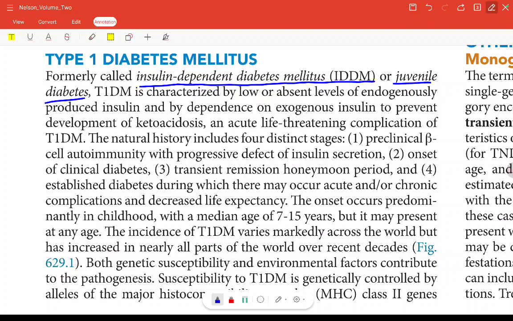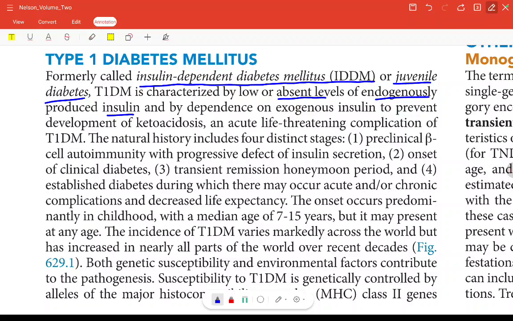It is characterized by low or absent levels of endogenously produced insulin and by dependence on exogenous insulin to prevent the development of diabetic ketoacidosis. So basically in type 1 DM there is absent endogenous insulin. That's it. And they are dependent on exogenous insulin to prevent any ketoacidosis. And ketoacidosis is an acute life-threatening complication of type 1 DM.